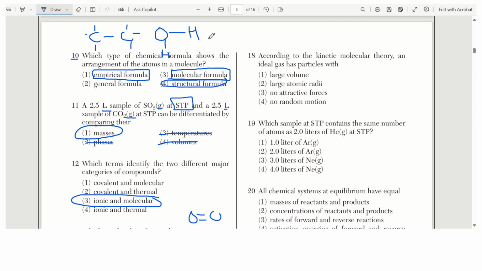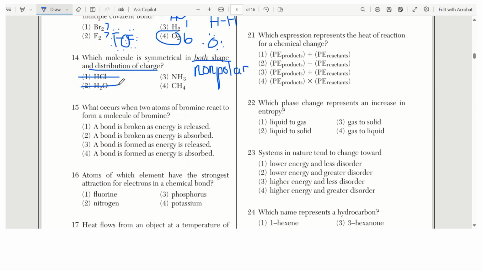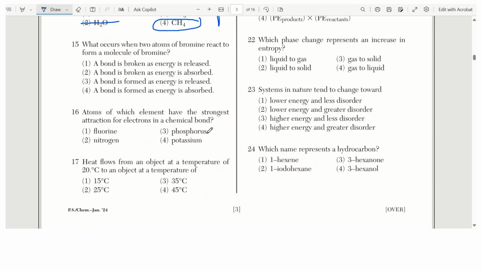Here I drew what water looked like. That is not an even distribution of charge. So now between these two, which one has an even distribution of charge and it is symmetrical in shape? It is methane. Okay, ammonia is polar.